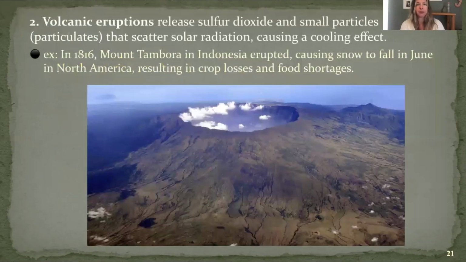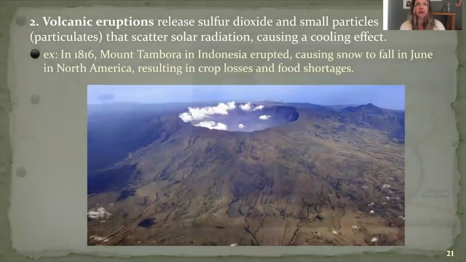Okay, number 2, what else is natural? Volcanic eruptions. They release sulfur dioxide and smaller particles called particulates that scatter solar radiation, causing a cooling effect. Example: in 1816, Mount Tambora in Indonesia erupted, causing snow to fall in June in North America. Can you imagine? Resulting in crop losses and food shortages. It wasn't the best year ever.